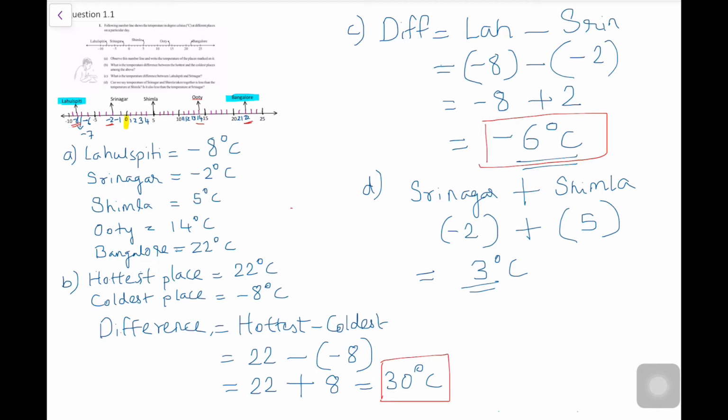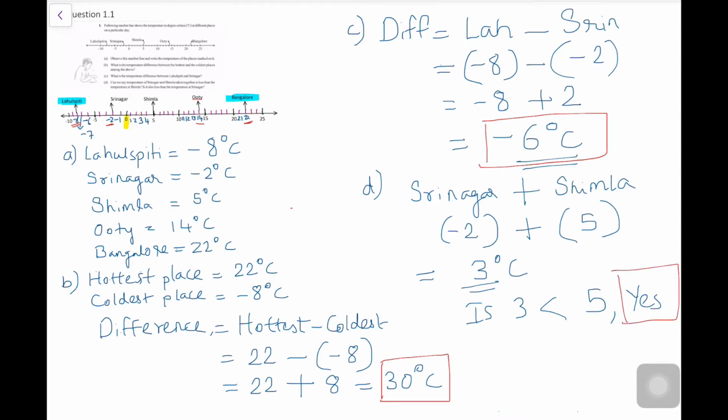Now the next question is, is it less than the temperature at Shimla? Is 3 less than the temperature at Shimla? Means is it less than 5? Because 5 is the temperature at Shimla. So they are asking, is it less than 5? So the answer is yes. It is less than the temperature at Shimla.